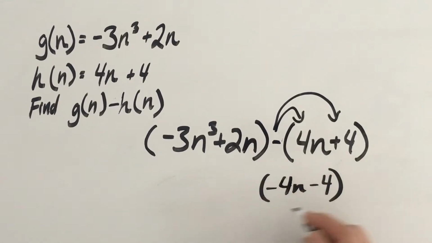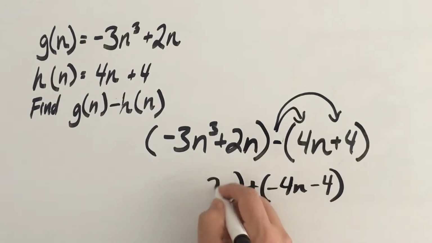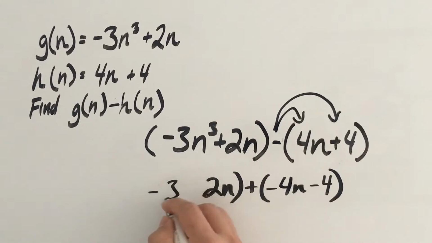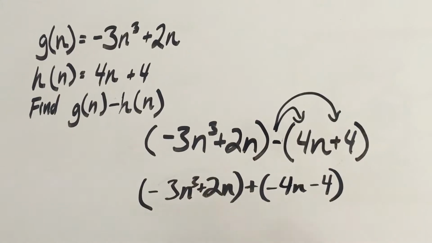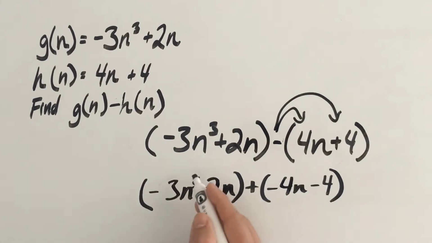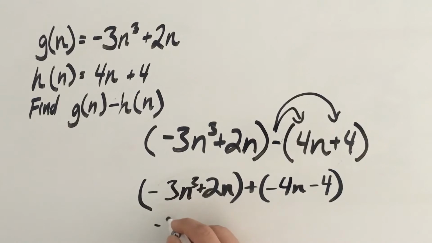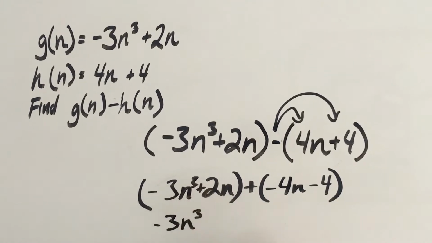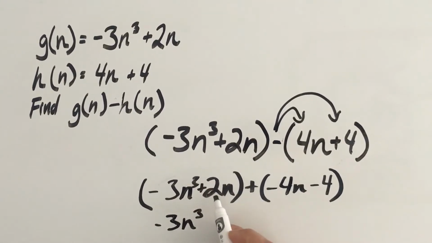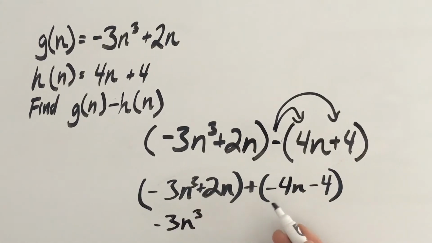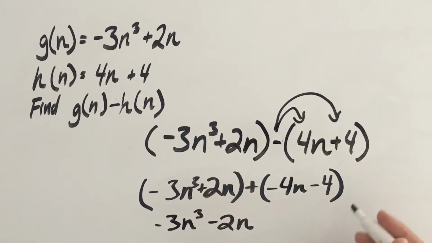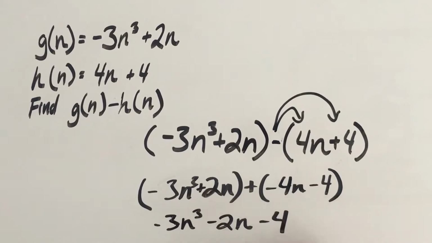So bring everything else down, and it's the same process that we had before. So you're going to combine like terms. This one still doesn't have anything to the third degree, so you're just going to bring it down. These two you're going to combine, but now you notice it's positive 2 and negative 4. Or it's just like saying 2 minus 4, which is going to give you negative 2n. And the last number still doesn't have anything it combines with, so you're just going to bring it down, which is negative 4.